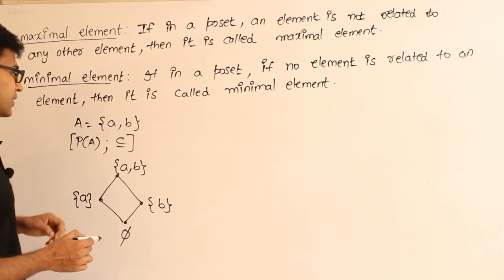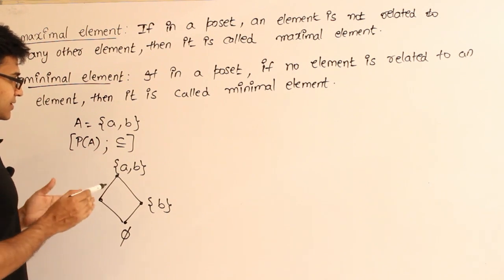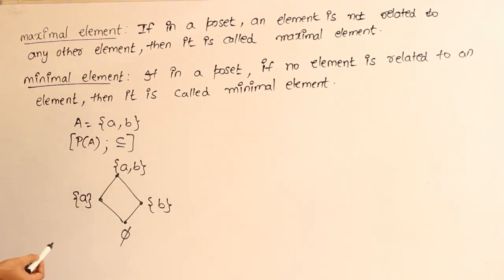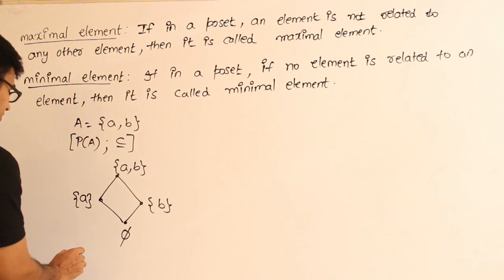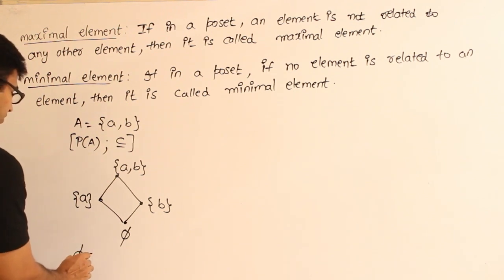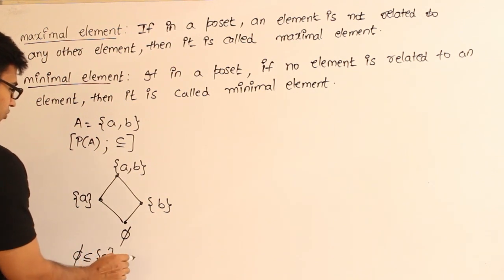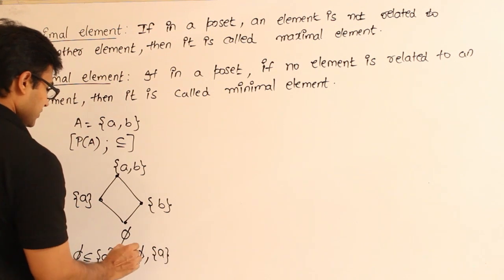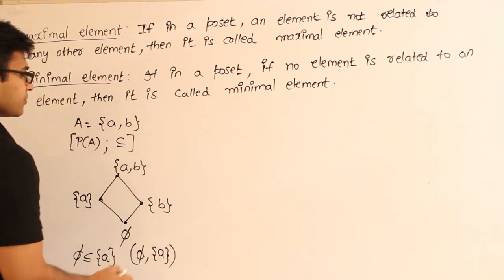What I mean by related is that it is not present in the ordered pair. What are all the ordered pairs here? How many ordered pairs can you see? I think 4C2, 6 ordered pairs. Let's see. Phi is a subset of {a}, isn't it? Therefore you will see (phi, {a}) as a relation. That is how you can get the ordered pairs.